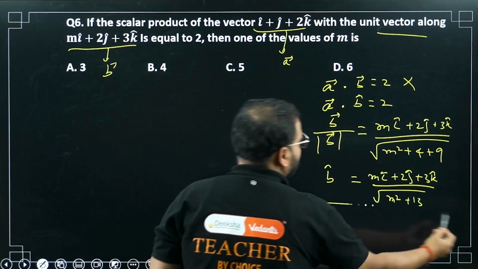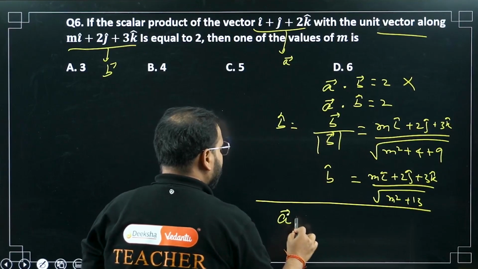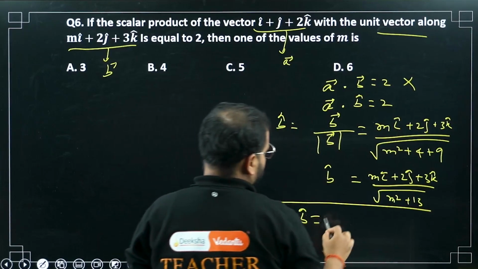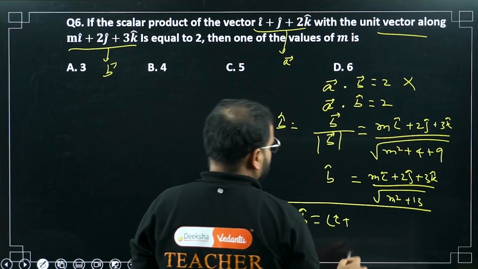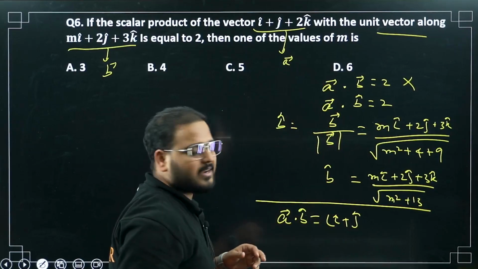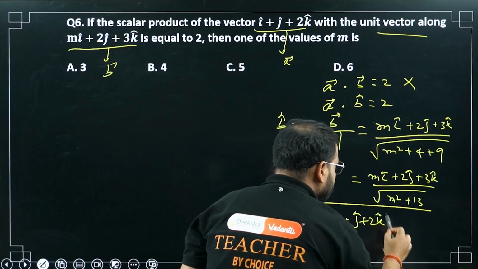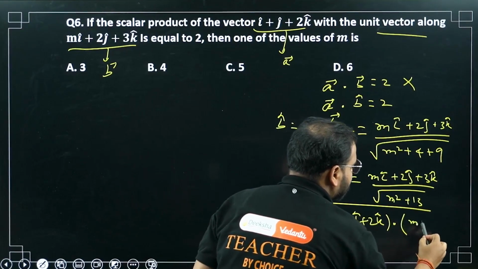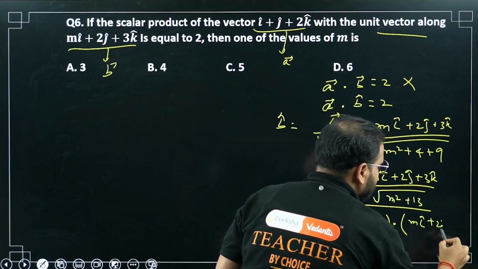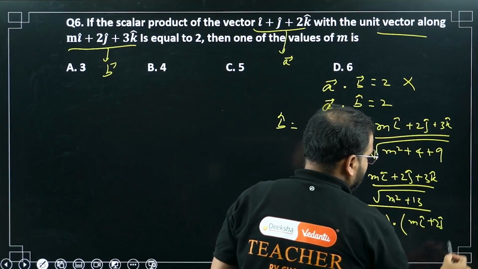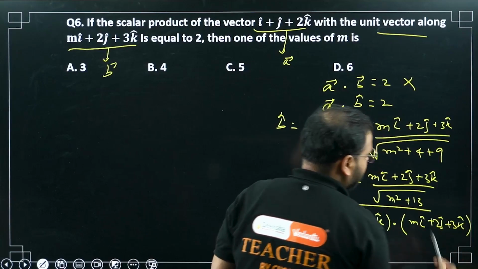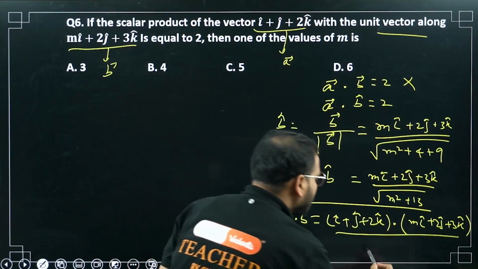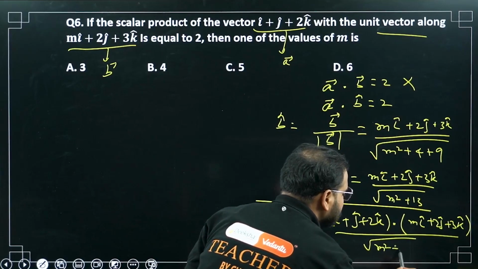Now we can use the condition that we are looking for: A dot b cap. What is A? A is going to be i plus j plus 2k, right? Dot with this whole thing, m i cap plus 2j cap plus 3k cap. Now what about the constant, root of m square plus 13? I can take it common, right? It's a constant number.